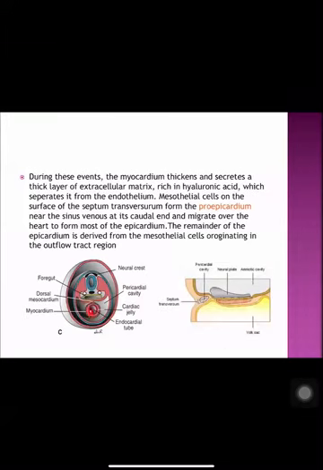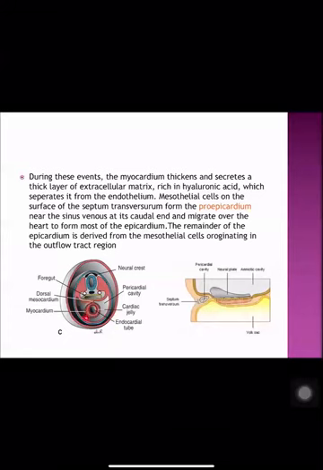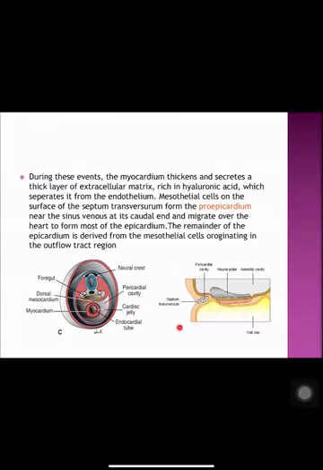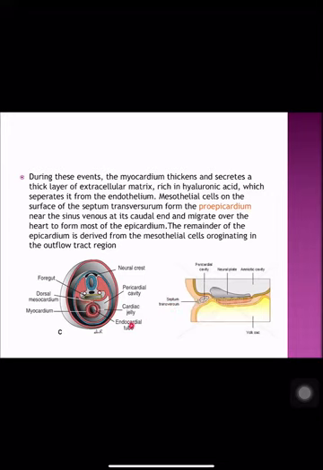Now, at the same time, the myocardium will begin to thicken. It will secrete a layer of hyaluronic acid that is called the cardiac jelly that will separate it from the endocardium. Meanwhile, we will have another group of cells that is present in the septum transversum, just anterior to the pericardial cavity. Because now we look at it from the interior, we don't see it.